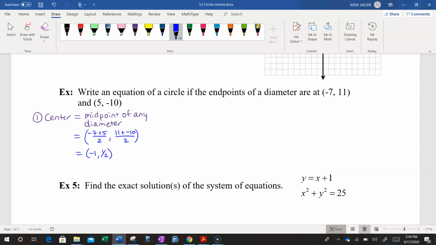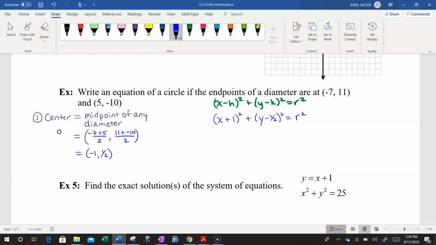All right, well, here's the deal. We know our formula is (x - h)² + (y - k)² = r². So when we find that center, we already have our h and k. So we can go ahead and substitute that in. We know that this is going to be (x + 1)² + (y - 1/2)² is equal to, the problem is we don't know what r² is. We don't know the radius.